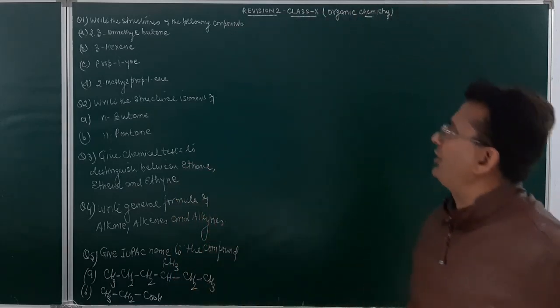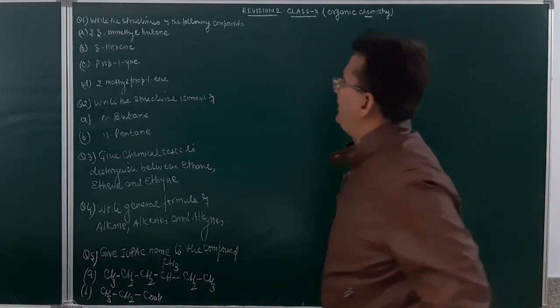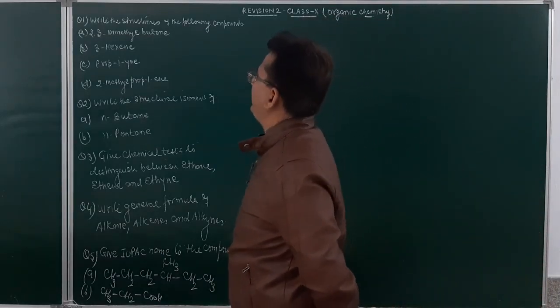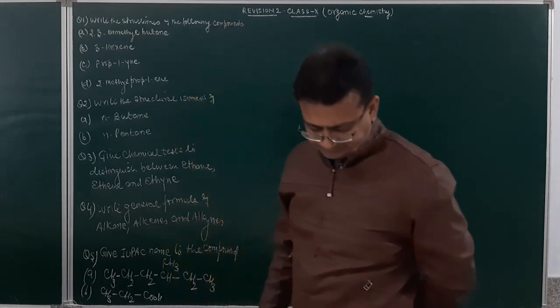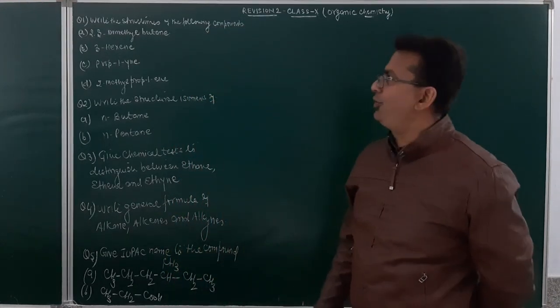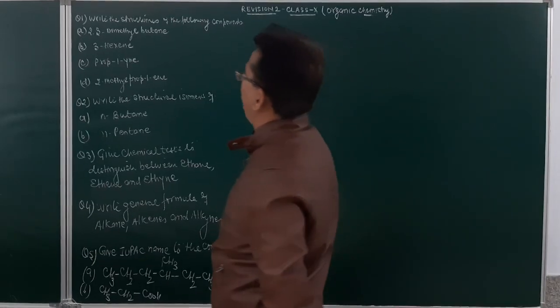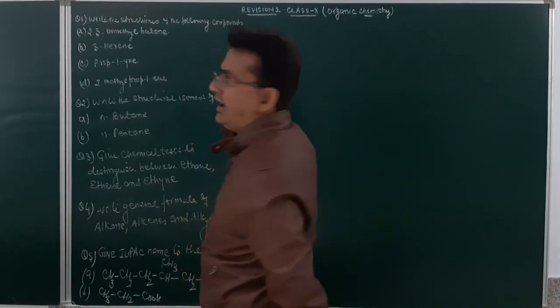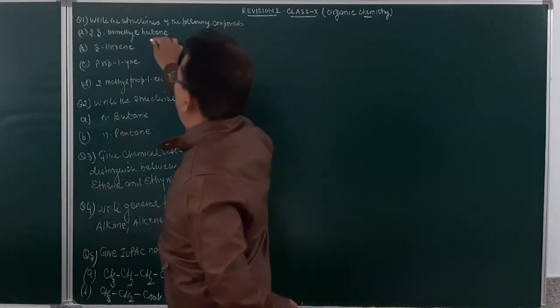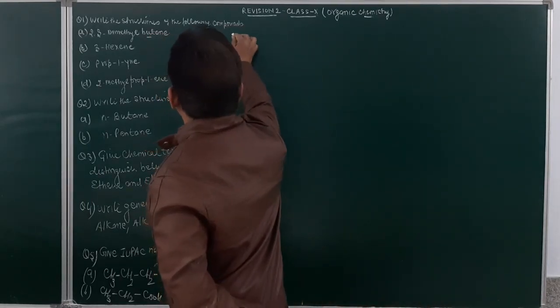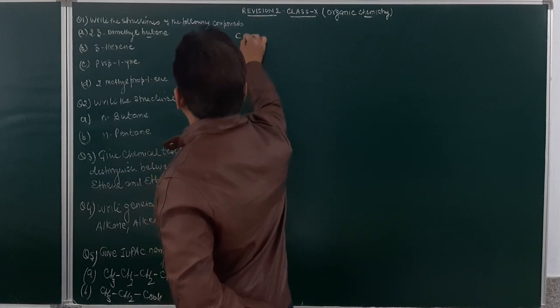Now look at question number 1, students. The question is: write the structure of the following compounds. First one is 2,3-dimethyl butane. Now, how will I write down the structure of the following compound? What is the root word over here? But. So, I will be making 4 carbon atoms.